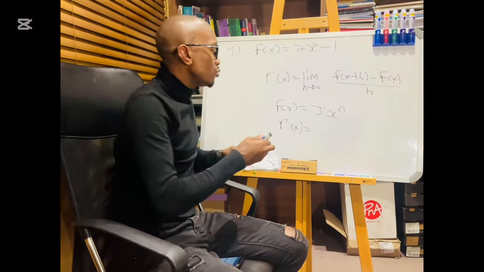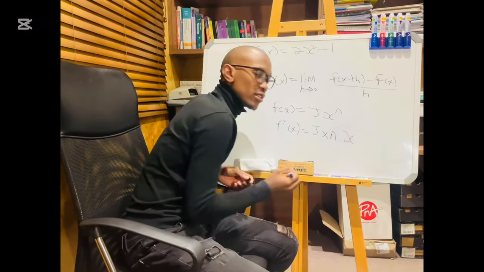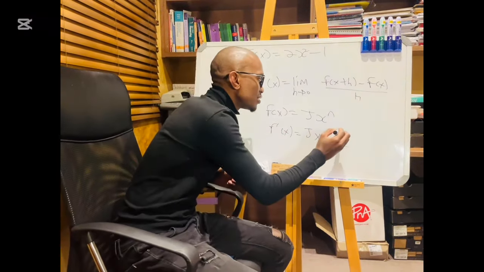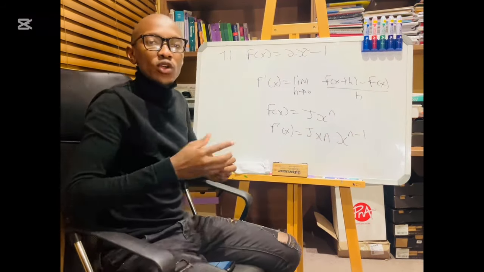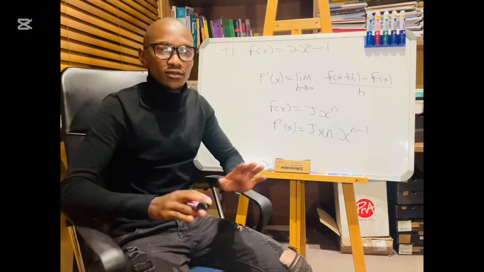All right, so you're going to say James times your exponent, then you still apply the x, which is your base, and then you say n minus 1, so you subtract your exponent by 1. You are done applying the power rule. Short method, you are done.